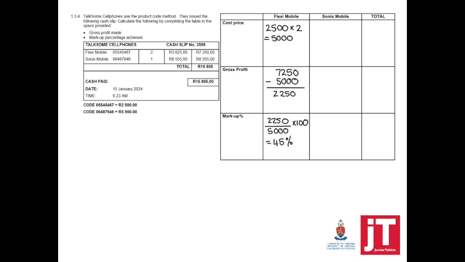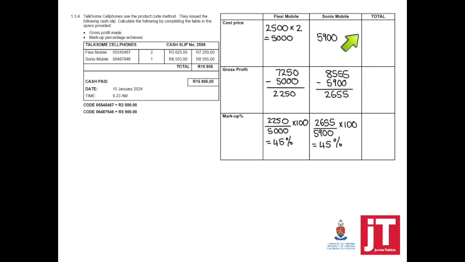For Sonic Mobile, it's a little bit easier. There was only one of them sold, and the cost of that specific item for that specific product was 5,900. The gross profit is my total selling price minus the cost. To work out the markup percentage, take the gross profit divided by cost times 100.